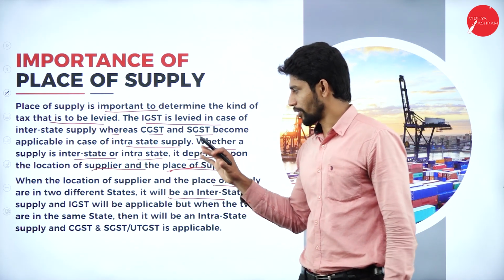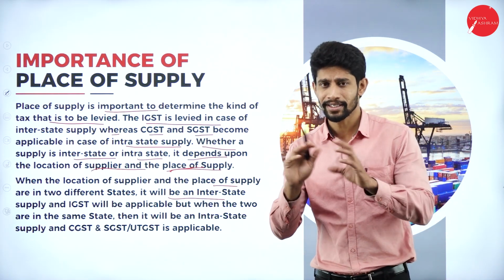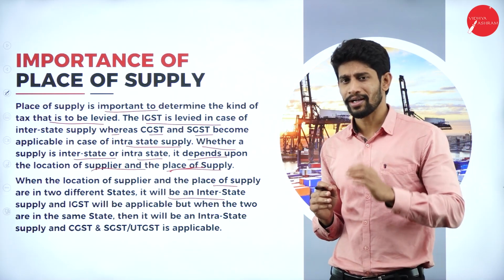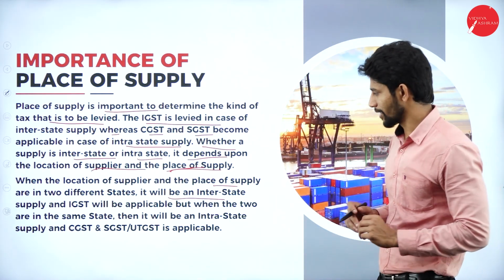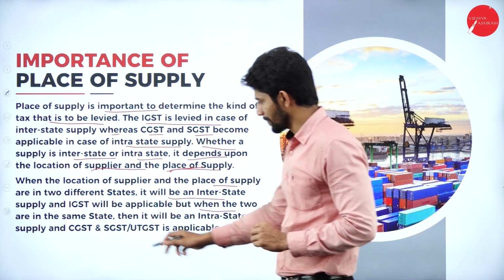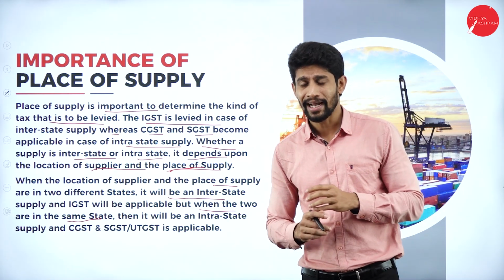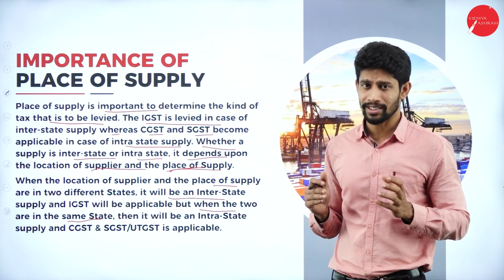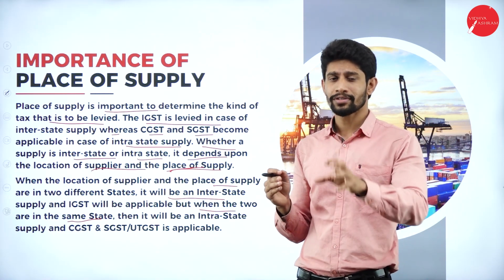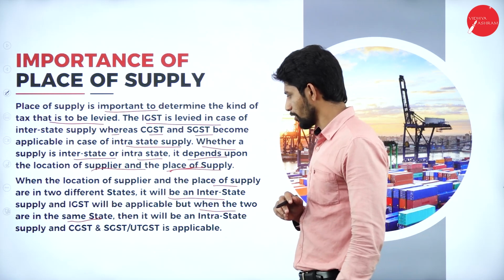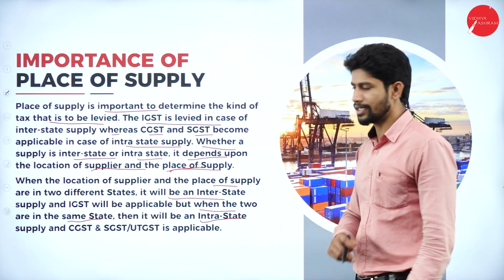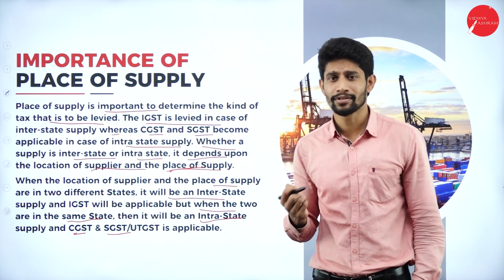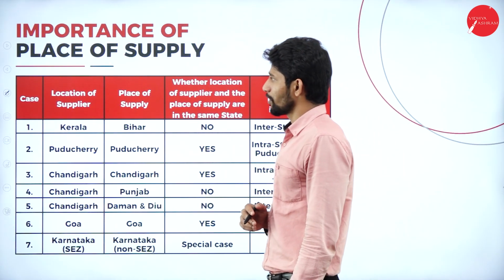If the location of the supplier and the place of supply are in different states, then it will be called an interstate supply and IGST will be applicable. But when both the location of the supplier and the place of supply are in the same state, at that point of time it will be considered an intrastate supply, and CGST and SGST are applicable, or UTGST is applicable in case of union territory supply. Importance of place of supply.